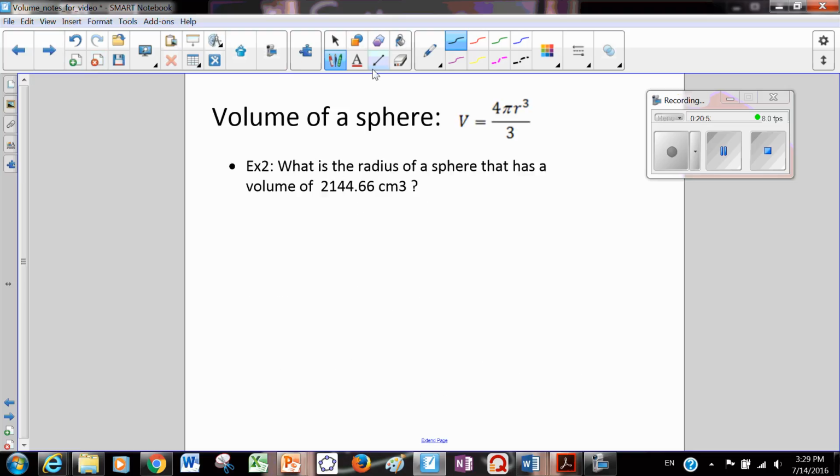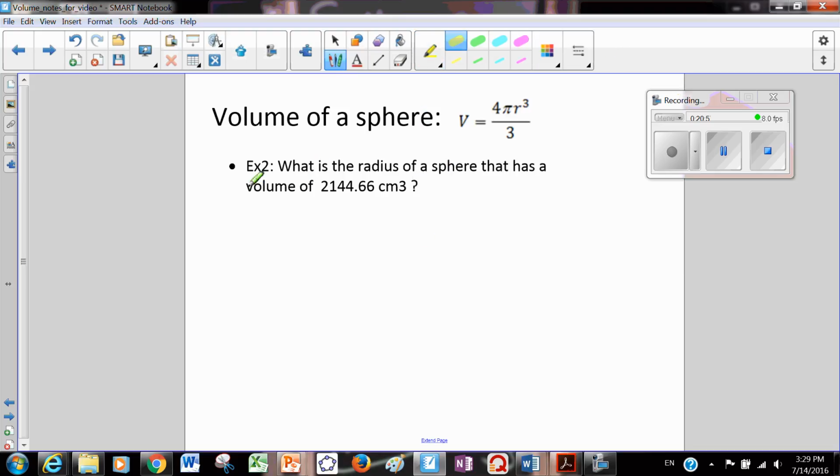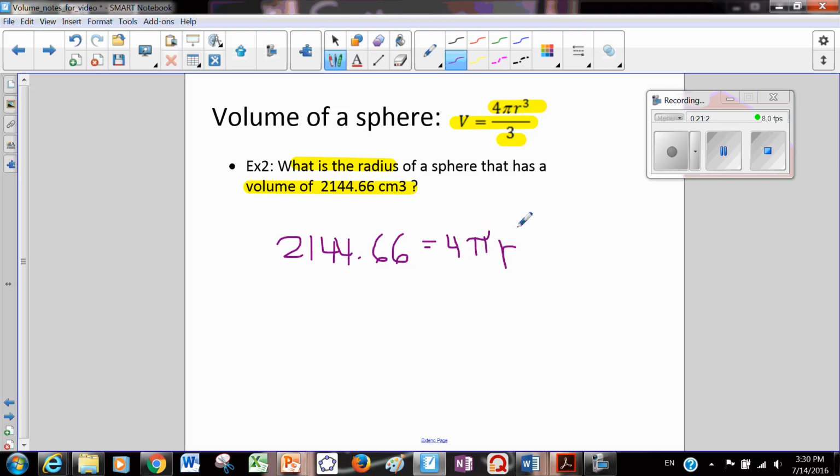Now if we have to go the other way around, okay, let's say they're giving you the volume, you know the volume, but we want to find the radius. So again, we're going to start with our formula, and we know the volume. So the volume is 2144.66 is equal to 4 pi r cube, divided by 3. We're looking for r. We need to find r.